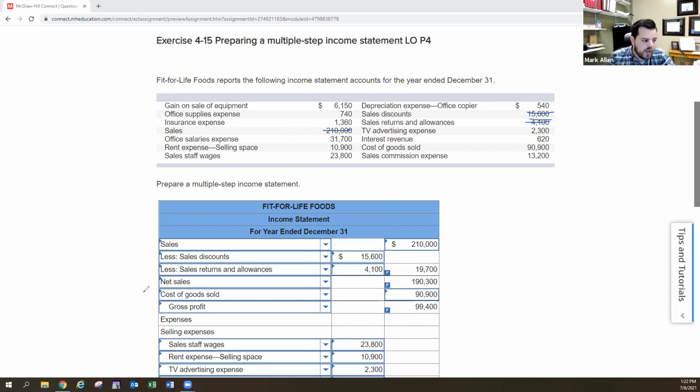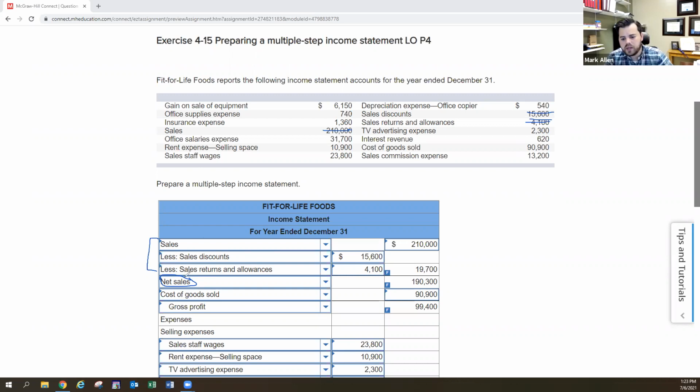Now, if you are looking at published financial statements, it's very unlikely you're going to actually see this. You will typically just see net sales. That'll be the top line on the income statement. In this principles class, we're trying to see how this all ties together. So the homework and the exams typically do ask you for this format.